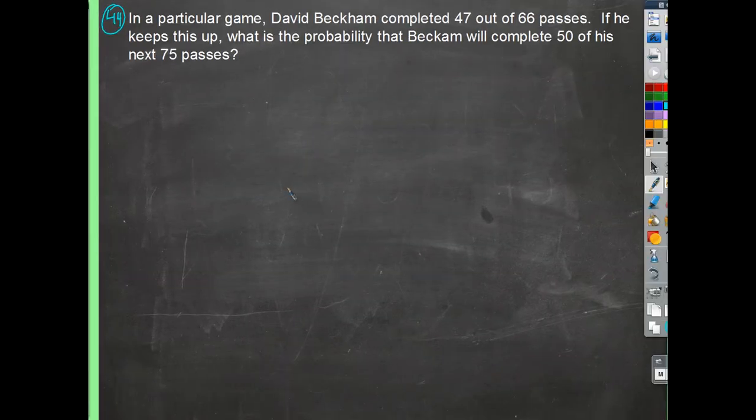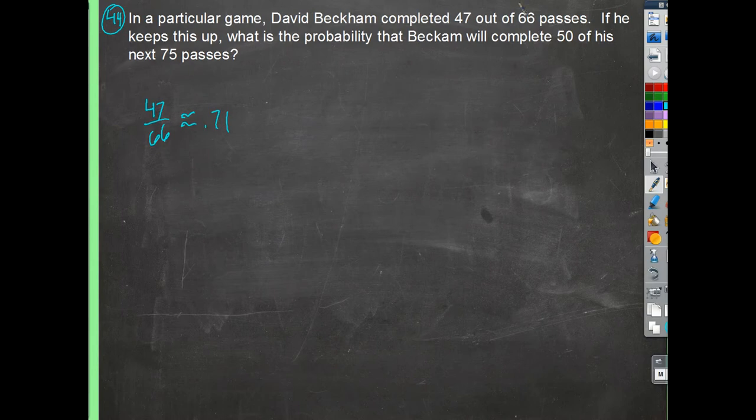Okay, so here we used previous data to make predictions about the future. This happens a lot. So David Beckham completes 47 of 66 passes. Based on this data in this game, he makes about 0.71, or 71%, of his passes successfully. So in the future, you would expect him to have about a 71% chance of completing a pass. This is not a good sample size. It should be more. We should look at maybe his last 100 or 500 passes and see how well he did there. But this is what we have.